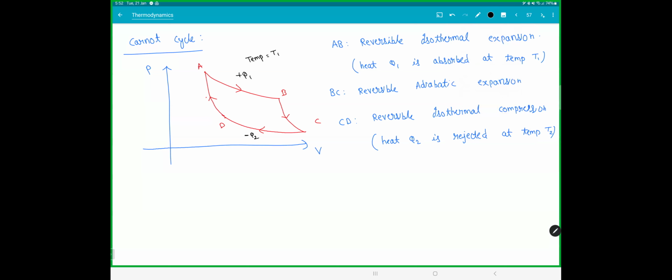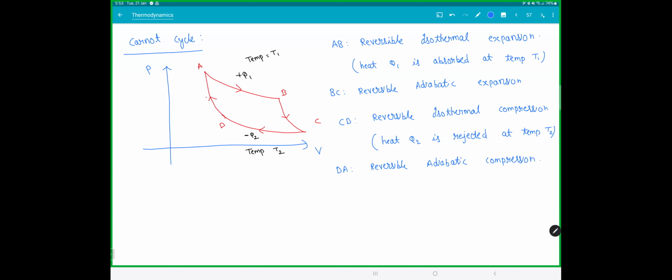So this will be negative heat because it is being rejected. And finally, you come back to the initial state by another compression. So what Carnot says is if something follows these four processes, the engine follows this process, this gives you the maximum efficiency. We'll not get into the proof, but it is true. So out of all the processes, these things give you the maximum efficiency.